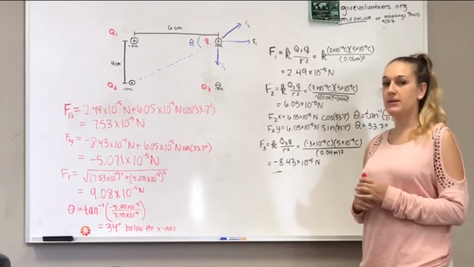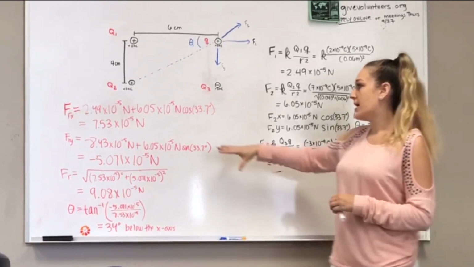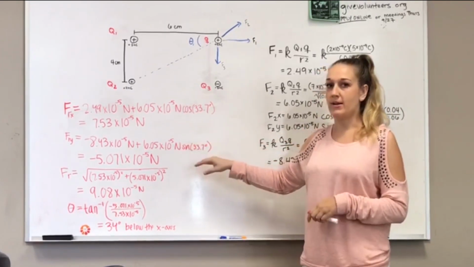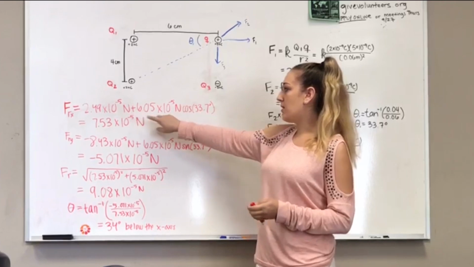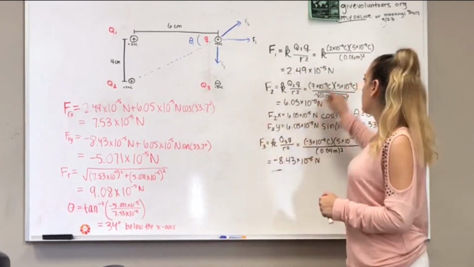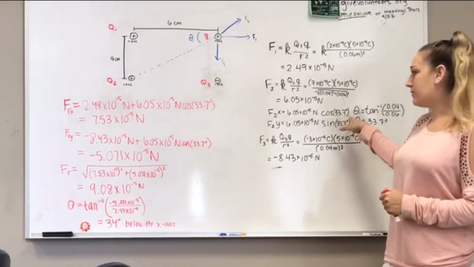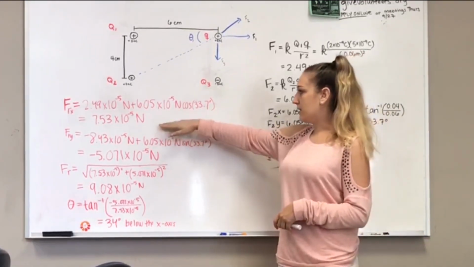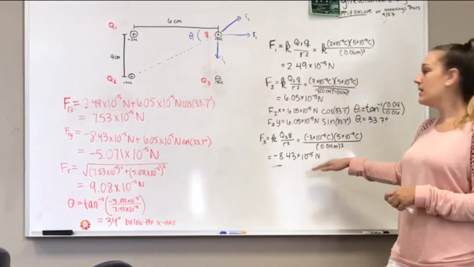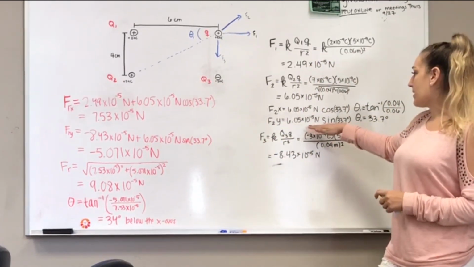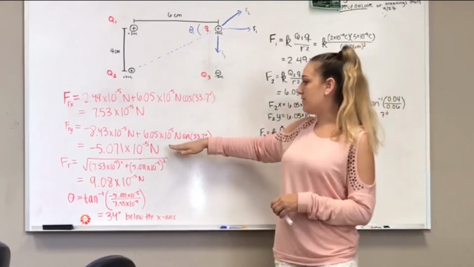Alright, so the next step is to take the different components that we received for the forces and add them together in order to determine the magnitude. Right here we took the components in the x direction, so the F1 force plus the magnitude of the F2 force times the cosine, to receive this value. And then for the y, we took the F3 force and added it to the magnitude of the F2 force times the sine, to receive this.